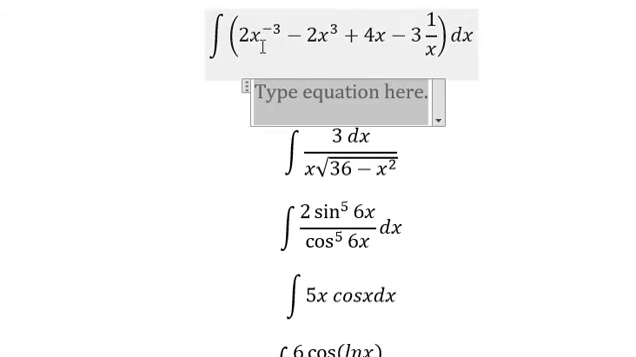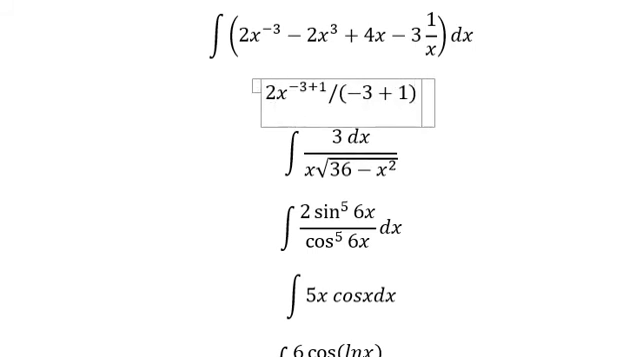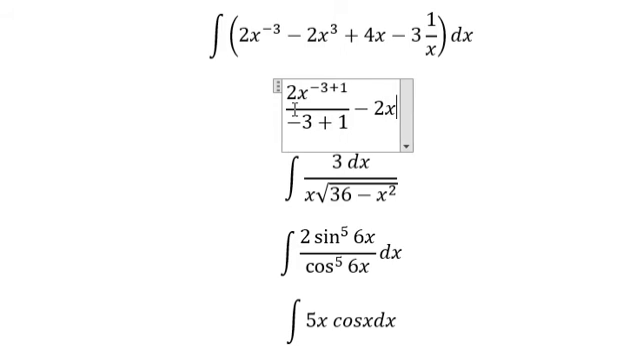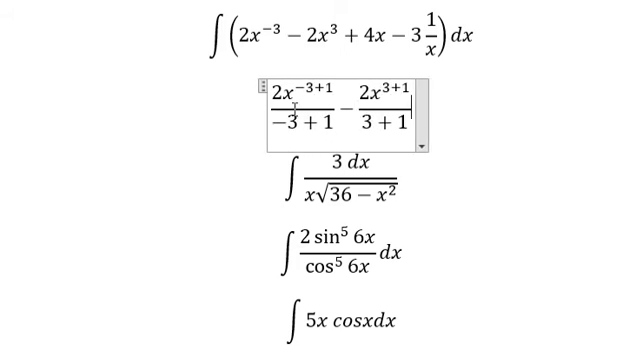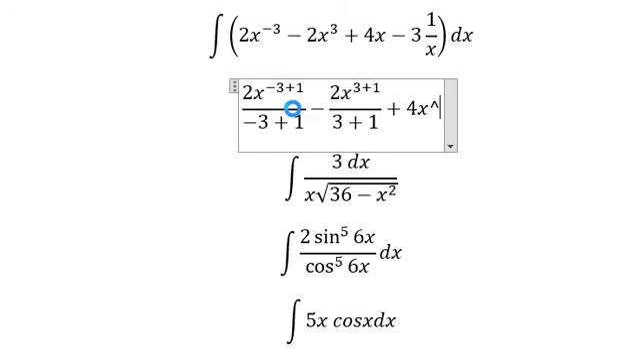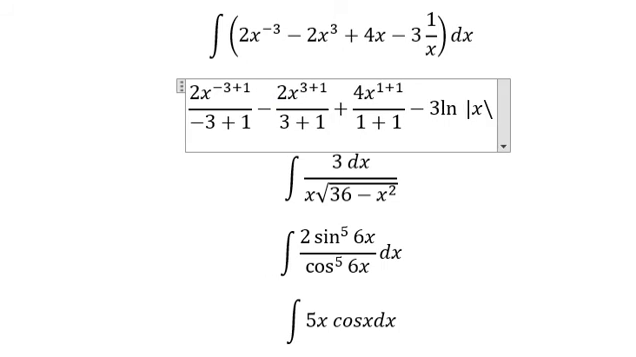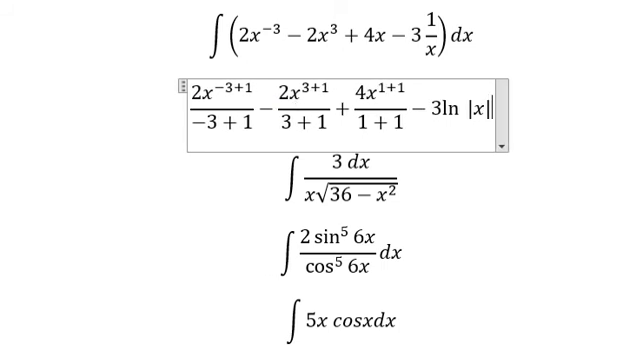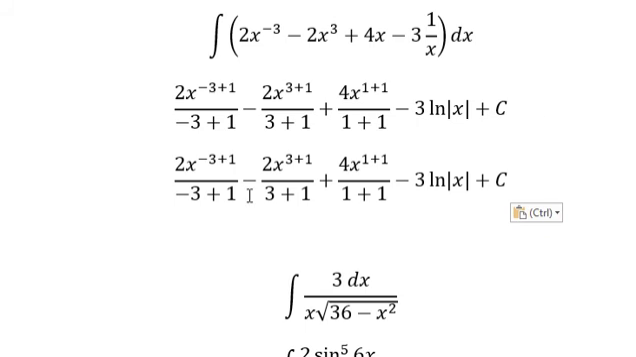So the integral of s to the power of negative 3, you get negative 3 plus 1 over negative 3 plus 1. The second one, the next one, and the last one. Now we need to simplify.